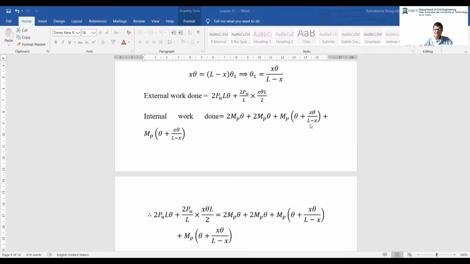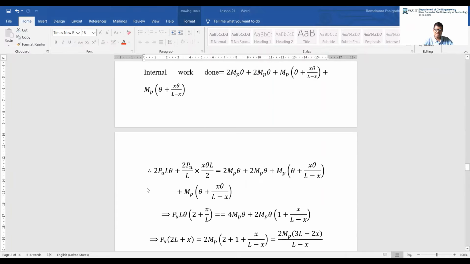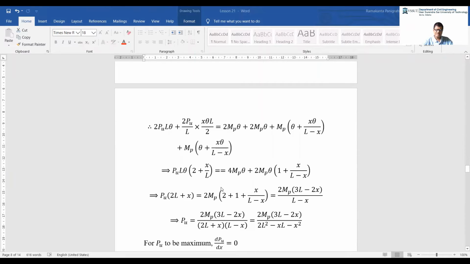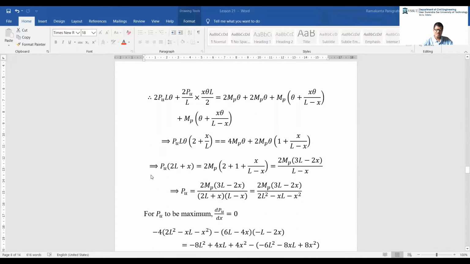Theta plus x theta by L minus x plus theta plus x theta by L minus x. So now we'll find that this value, external work done, is equal to internal work done. Everything will come in terms of theta. You cancel all the value of theta and write the equation. So finally, we'll find out this Pu into 2L plus x comes out 2Mp by 3L minus 2x by L minus x.